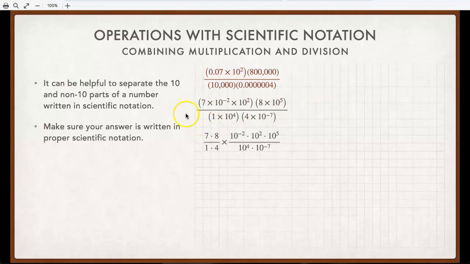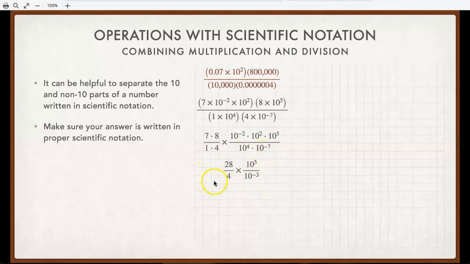So we can rewrite this as two fractions, again with multiplication going all the way across the top and all the way across the bottom. Remember that when we multiply two fractions, we multiply across the top and multiply across the bottom. So this is the same thing that we had here, just arranged in a more convenient format. Then we'll simplify each of these. So 7 times 8 over 1 times 4 becomes 28 over 4. And these three, 10 to the negative 2, 10 squared, and 10 to the 5th, the exponents add together to give us 10 to the 5th. And then 10 to the 4th times 10 to the negative 7th will give us 10 to the negative 3.